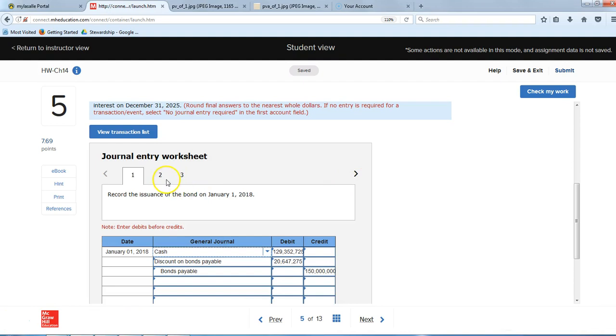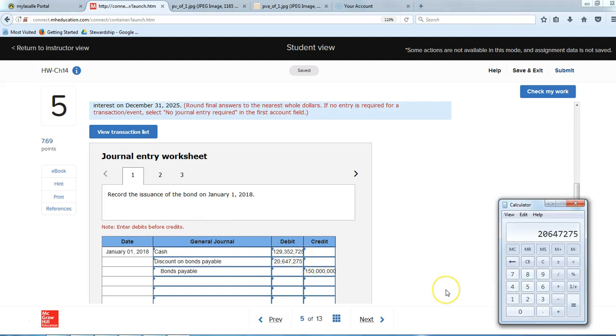And then the second requirement, record interest on June 30th, 2018. So straight line method will calculate the amortized discount based on straight line. So this is the total discount for 30 periods. 20,647,275 divided by 30 periods. Each period, meaning every semi-annual period, we will amortize discount of $688,243.